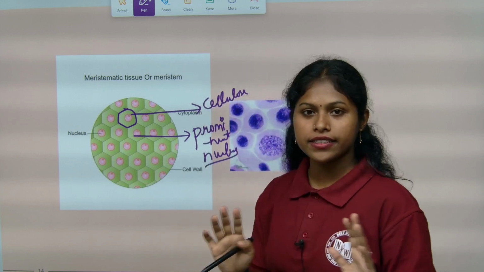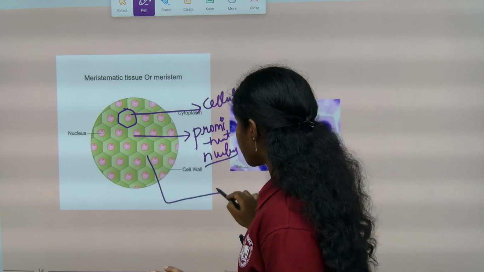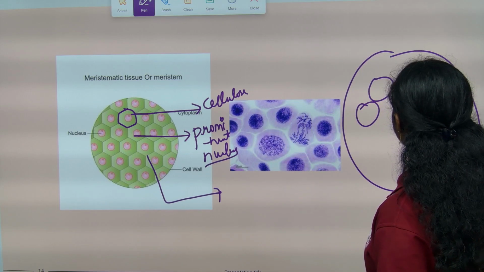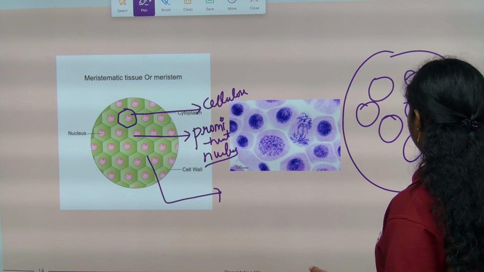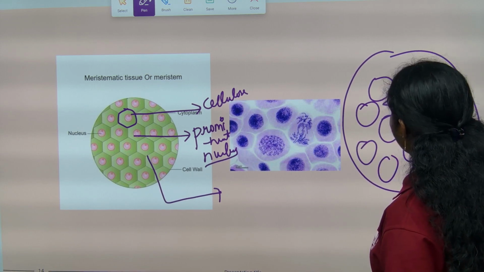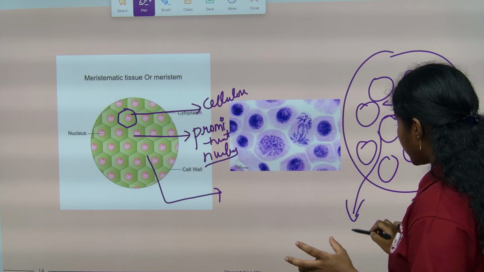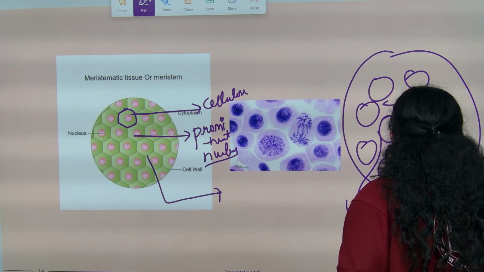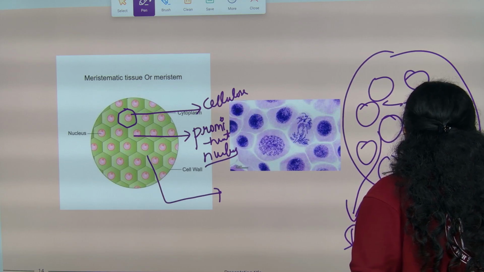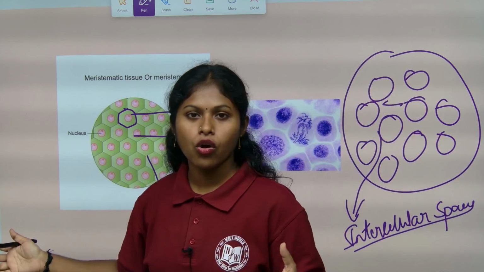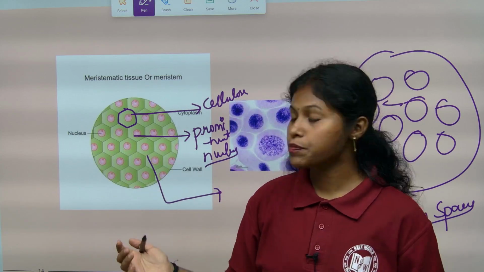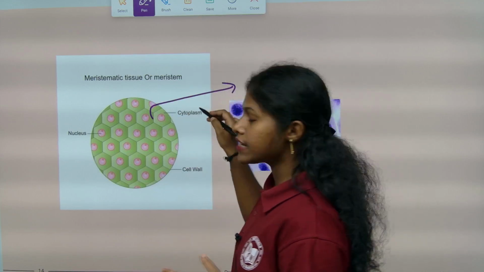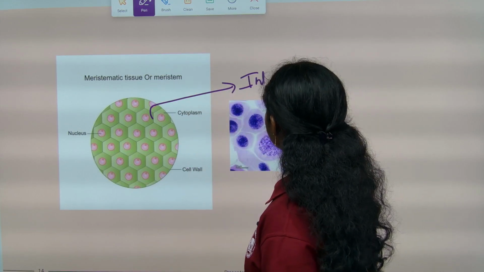So there are no intercellular spaces, children. We cannot see any intercellular spaces. What is meant by intercellular spaces? If this is a cell, and these are all cells, there is a gap between one cell and another. That is nothing but the intercellular spaces. Can you see any intercellular spaces here? No. Which means meristematic tissue doesn't have intercellular spaces.